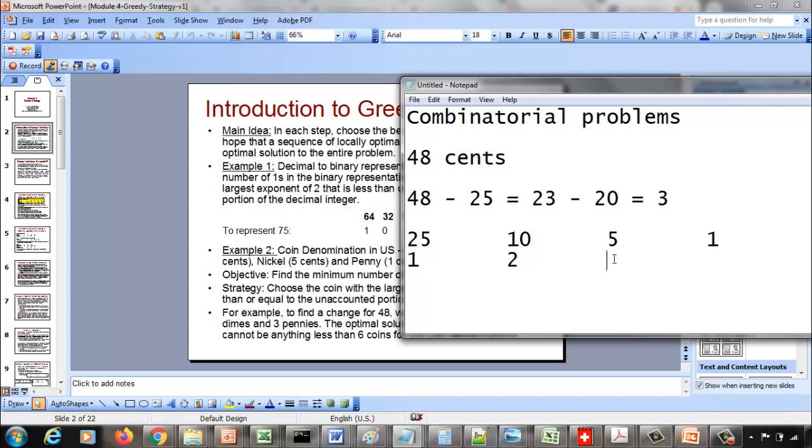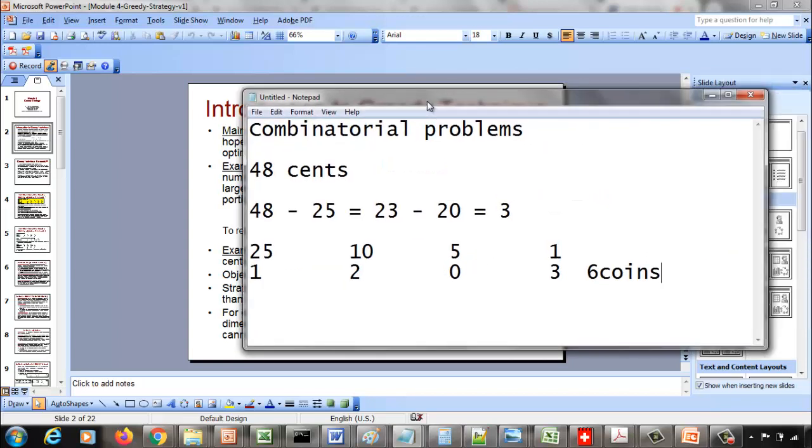So now go for a 5-cent coin. You cannot go for any 5-cent coin because you want to give change for only 3 cents, and then your only option is to go for 3 1-cent coins. So totally you need 6 coins, and that's the best we can do. We cannot go less than 6 coins for 48 cents in the US with these 4 coin denominations.